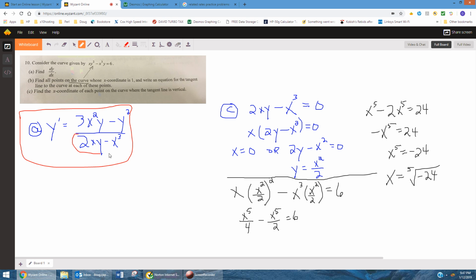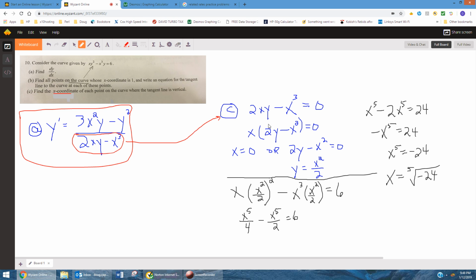See if I can circle that again. Or y prime is undefined. If we can find a point on the curve where y prime is undefined, it has to have a vertical tangent line. So here I am setting that denominator equal to 0, and since it asks for the x-coordinate, I'm going to try to solve for x.